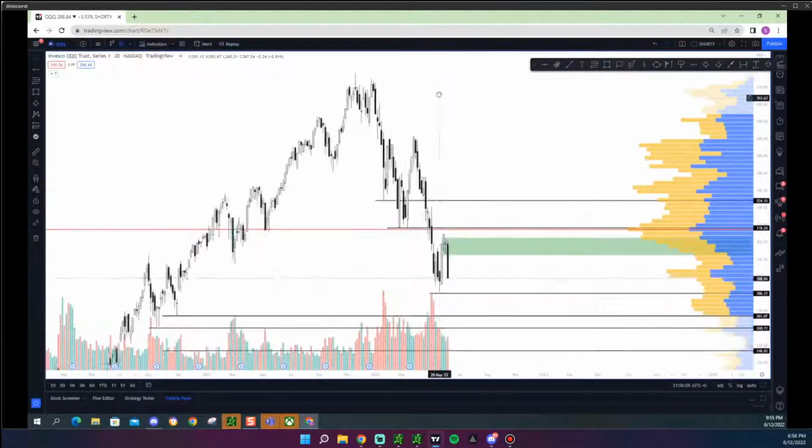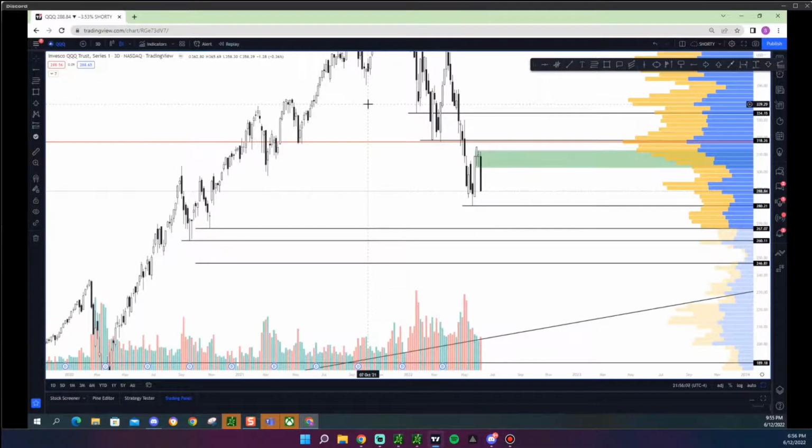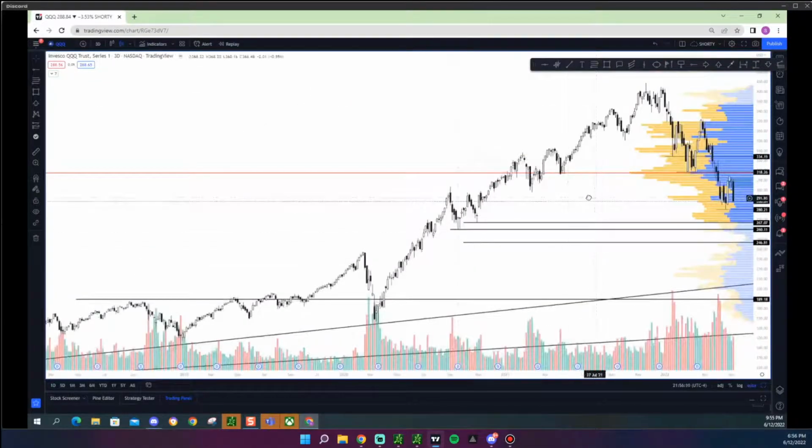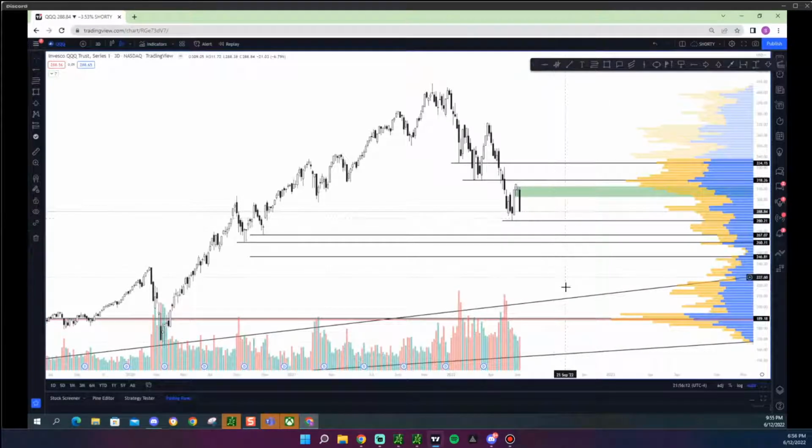I mean, why would you want to buy here? Right? You don't want to buy here. They don't want to buy here. They want to buy right here again. They want to buy 187 this time. And so actually, that would mean.